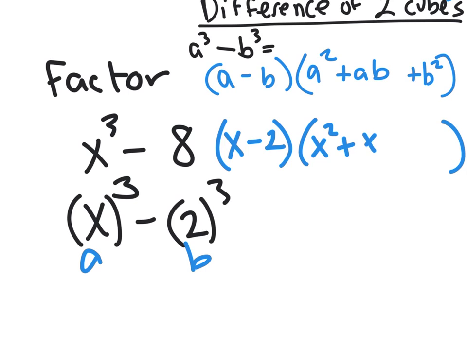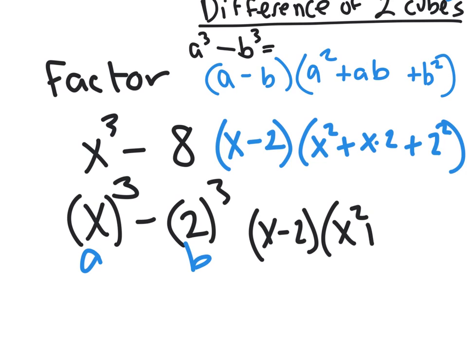Well, that's going to be x times 2, and we could rewrite that as 2x. Oh, wait. Yeah, I was just checking to see if you guys are paying attention. Good call. B is 2. And for the last one, b squared, that's going to be plus what? 2 squared. Okay, so of course we could simplify. Let's simplify. So we're going to end up with x minus 2 as a binomial, x squared plus 2x plus 4.